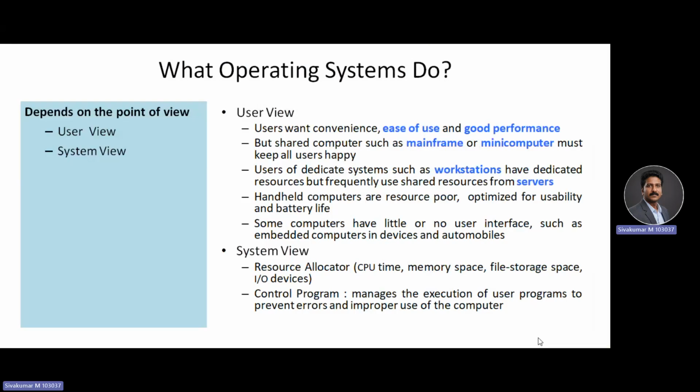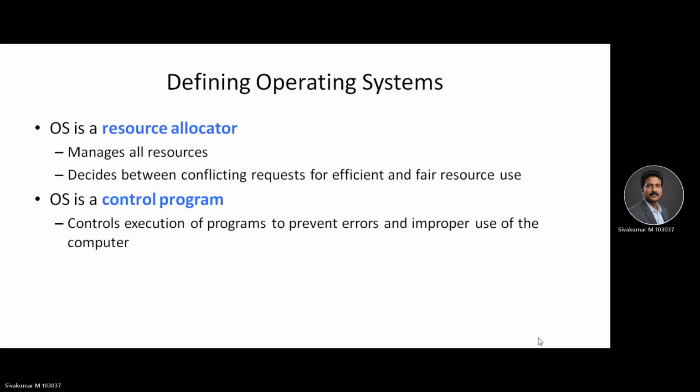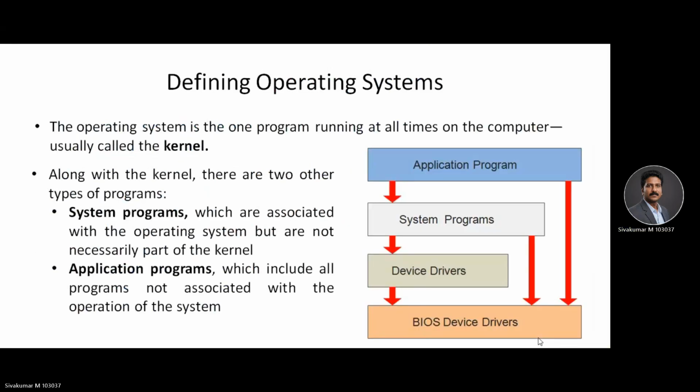From the system point of view, the operating system does resource allocation. Resources such as CPU time, memory space, file storage space, I/O devices. Also, it acts as a control program. It manages the execution of all the user programs to prevent errors and improper use of the computer. So we can define the operating system in two ways. The operating system is a resource allocator. The operating system is a control program.